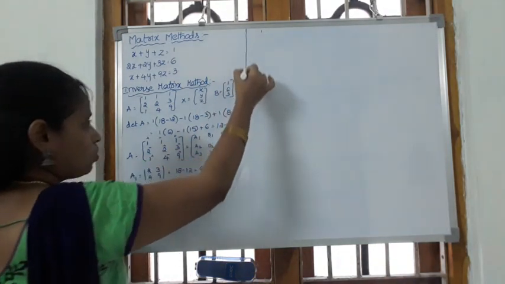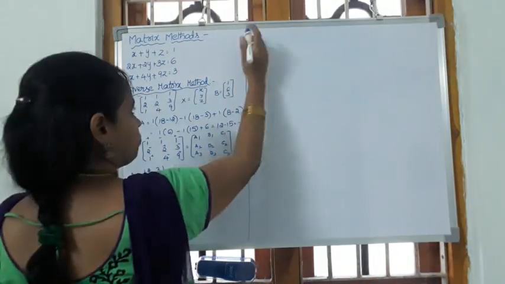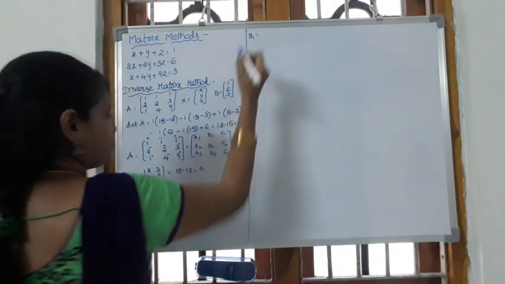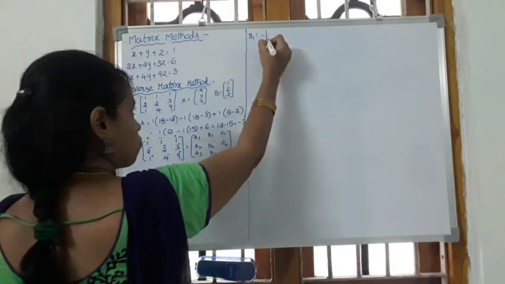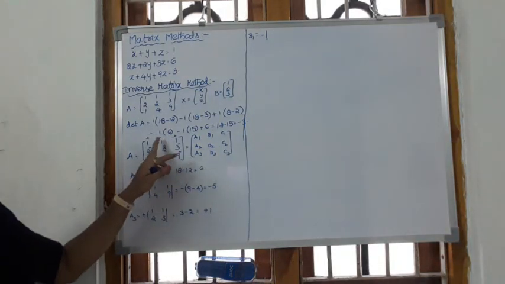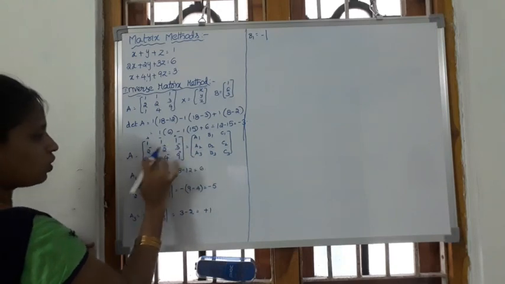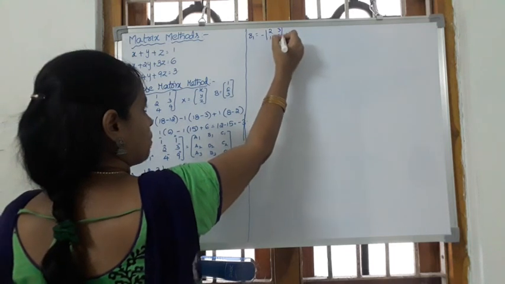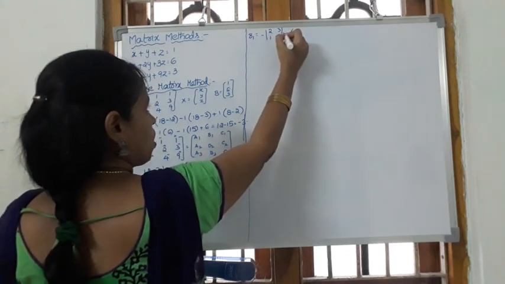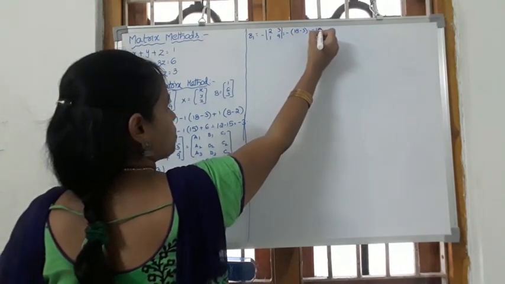Now we want to find out the remaining values. B1 is here, it has minus symbol, minus of, remove this row and this column to get 2, 3, 1, 9, minus of 18 minus 3 is equals to minus 15.